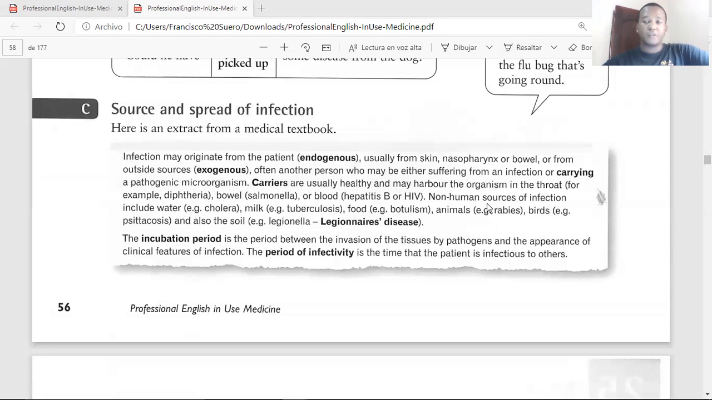Non-human sources of infection include water, e.g. cholera, milk, e.g. tuberculosis, food, e.g. botulism, animals, e.g. rabies, birds, e.g. psittacosis, and also the soil, e.g. Legionella disease. The incubation period is the period between the invasion of the tissues by pathogens and the appearance of the clinical features of infection. The period of infectivity is the time that the patient is infectious to others.